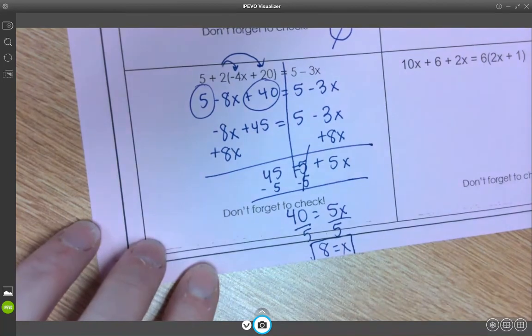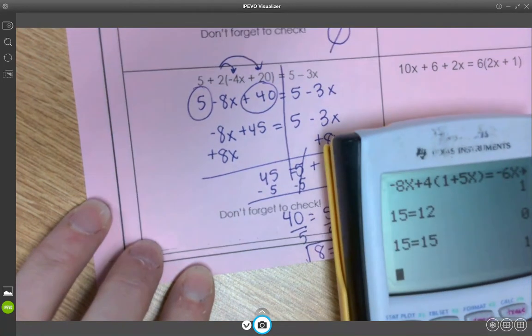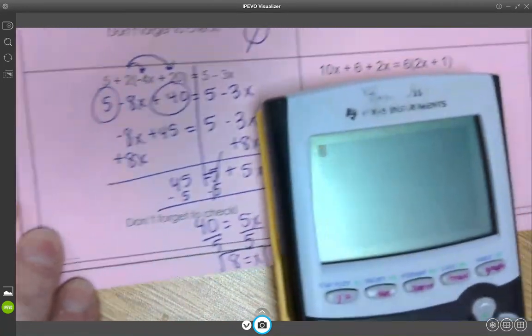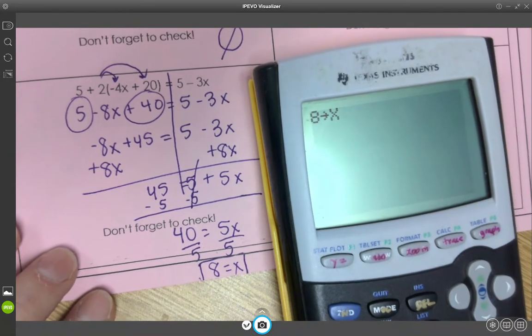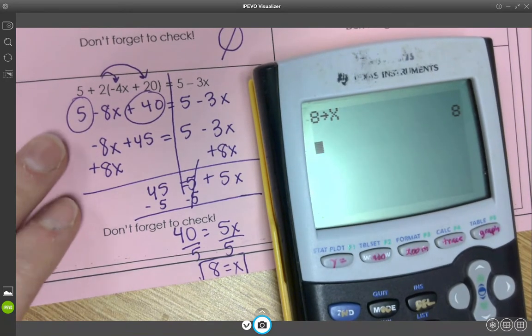We do need to check it. So let's store it in there. So 8 store x. I'm about to come around and check and see if y'all are doing this. I want to see y'all's calculator.